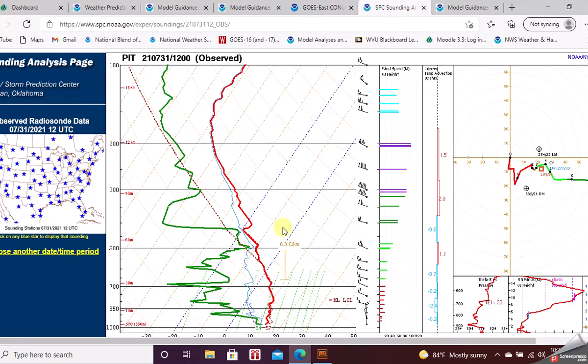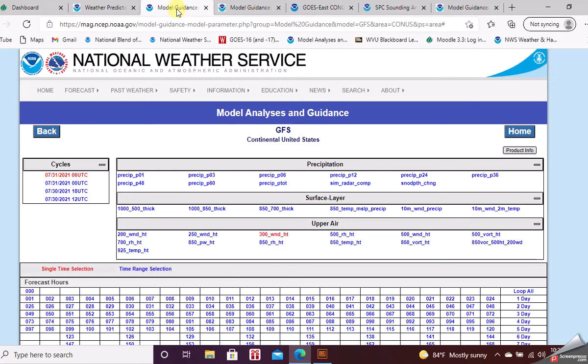So by just observing the weather, you get a pretty good picture of what the next 12 hours or so are going to be like. Now, I do want to look at some model guidance here a little bit. And I'm just going to look at a 2-day loop. We're just going to do 2 days.